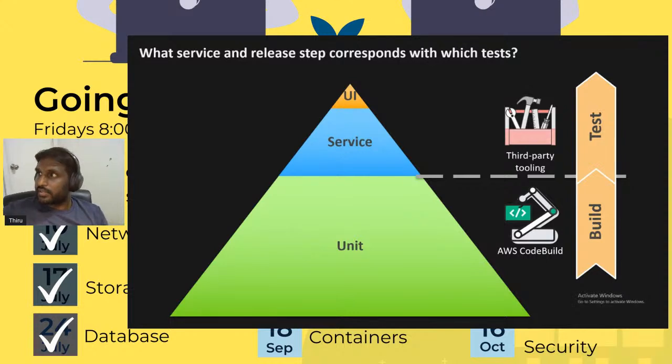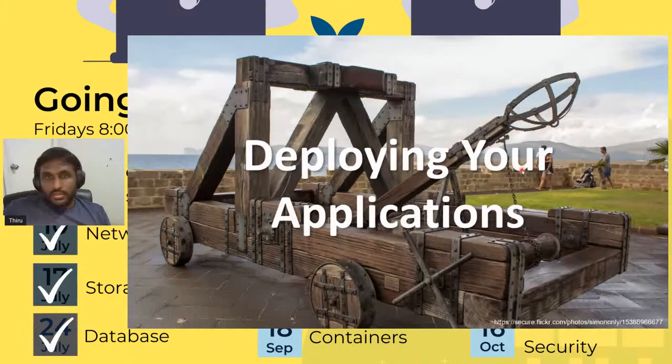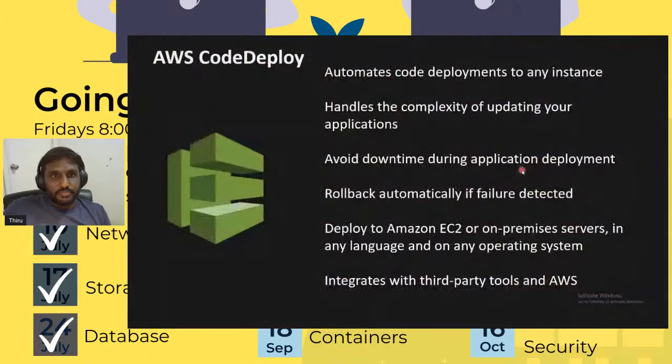Let's go check the questions again. Okay. Now we talked about building. Let's talk about deploying those applications. Code deploy is that service that actually pushes that artifact into our instance that is actually going to run that artifact.